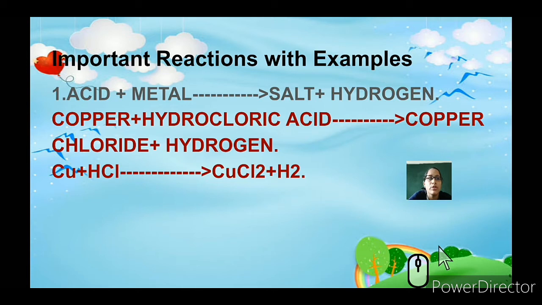So we will see some important reactions with certain examples. Initially we had seen acid plus metal. When acid reacts with metal, they give rise to salt and hydrogen. For example, copper, when it reacts with hydrochloric acid, gives rise to copper chloride and hydrogen. You can see the equation here, Cu plus HCl gives CuCl2 plus H2, that is, hydrogen is the gas released. We have already seen the test for hydrogen, the pop sound test, by bringing a lighted candle near the hydrogen gas.